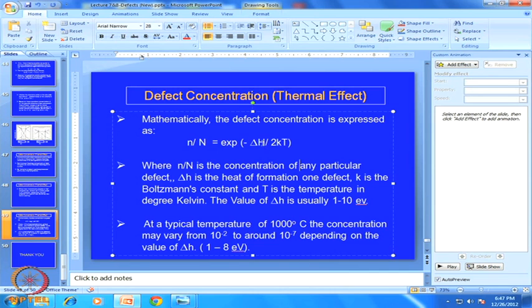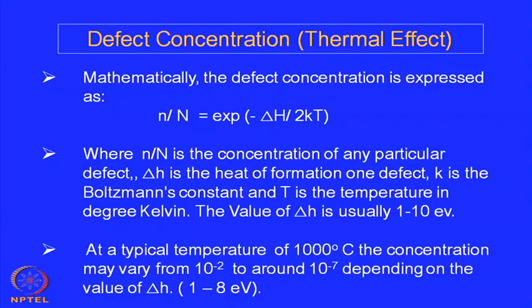Here n/N is the concentration of any particular defect, ΔH is the heat of formation of one defect, k is the Boltzmann constant, and T is the temperature in degrees Kelvin. The value of ΔH is usually 1 to 10 electron volt. At a typical temperature of 1000 degrees centigrade, the concentration may vary from 10 to the minus 2 to around 10 to the minus 7, depending on the value of ΔH, which may vary from 1 to 8 electron volt.